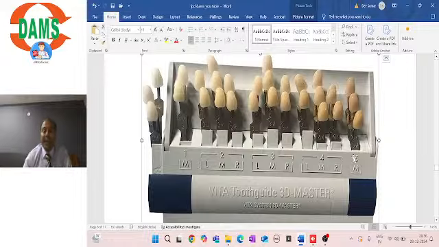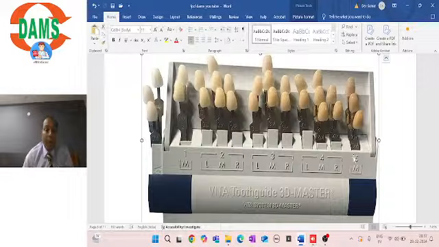Remember one thing: the conventional Vita shade guide is mainly in the order of selecting hue first, then chroma and last value. That is the normal Vita shade guide. If I am talking about the 3D Master, then remember that value is the most important. It is selected first, then the chroma, and last the hue.